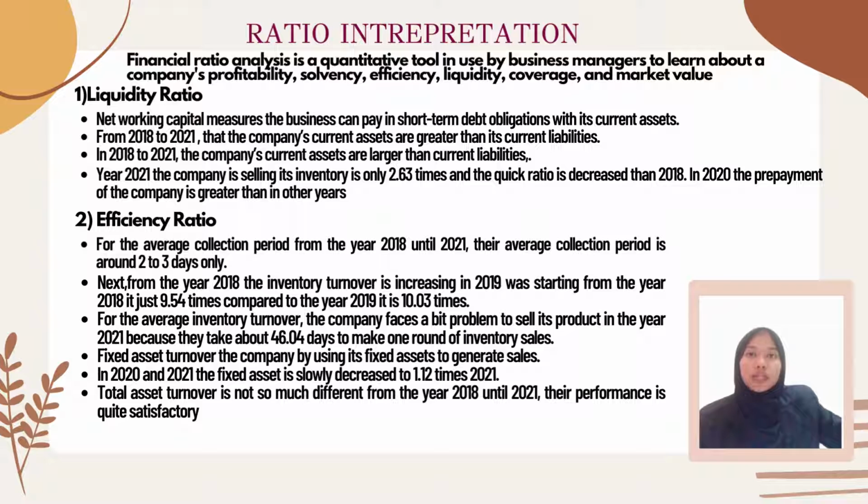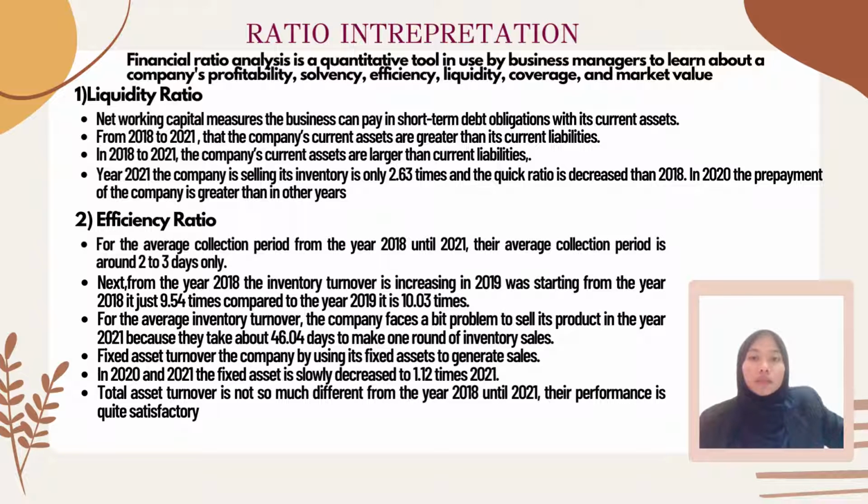Second, I will explain the efficiency ratio. Efficiency ratio, also known as asset management ratio or activity ratio, is used to analyze how efficient a company's assets are in generating income and maximizing profit or shareholder wealth. From 2018 until 2021, their average collection period is around 2 to 3 days only.